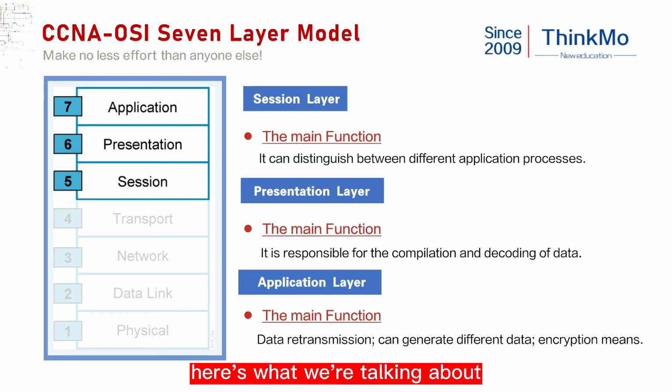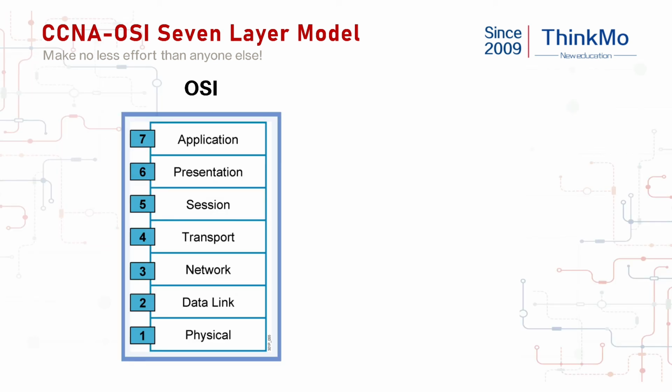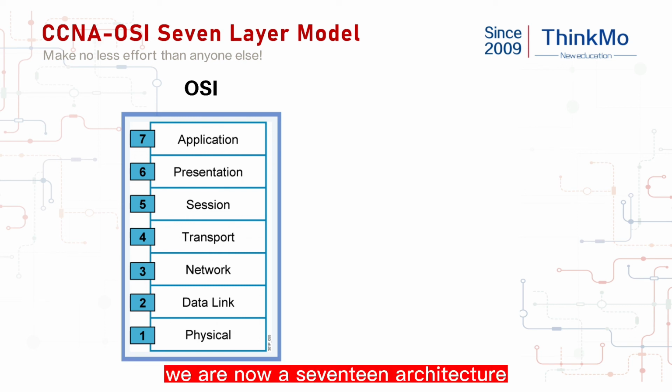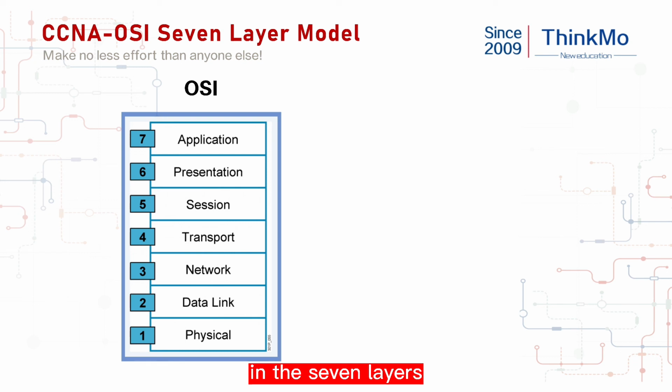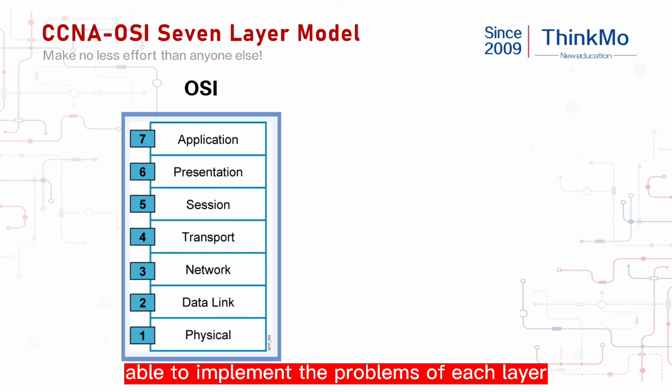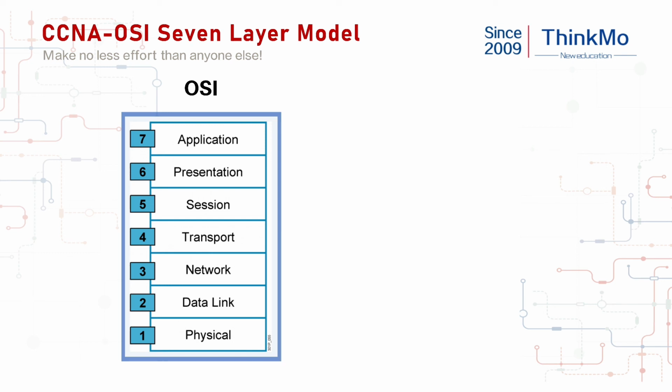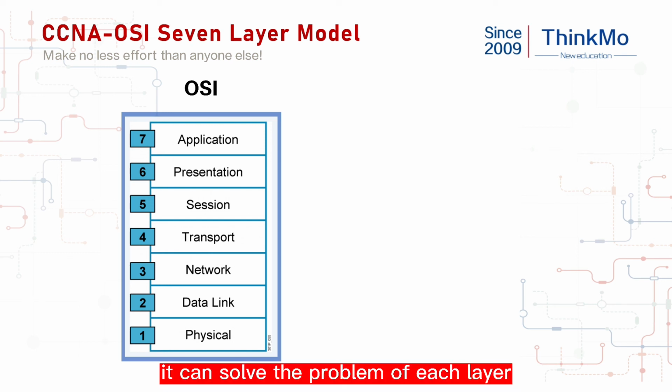Here's what we're talking about. Last encryption. Speaking of which, let's make a summary. We are now a 7-tier architecture. In the 7 layers, each layer is able to implement the problems of each layer. In other words, it can solve the problem of each layer.